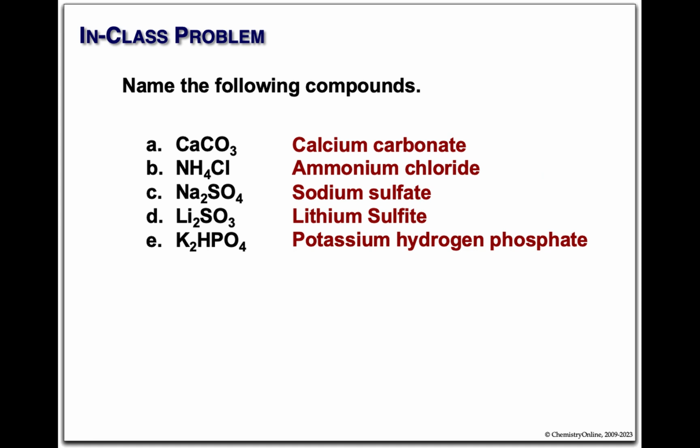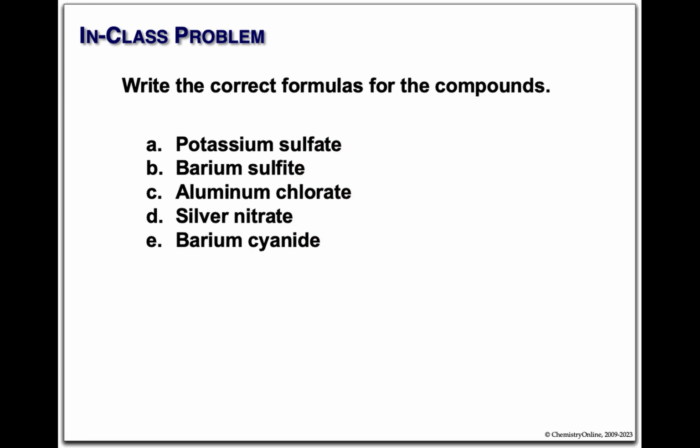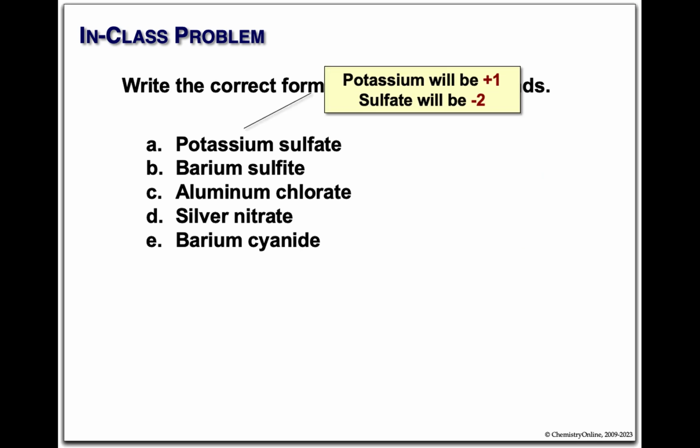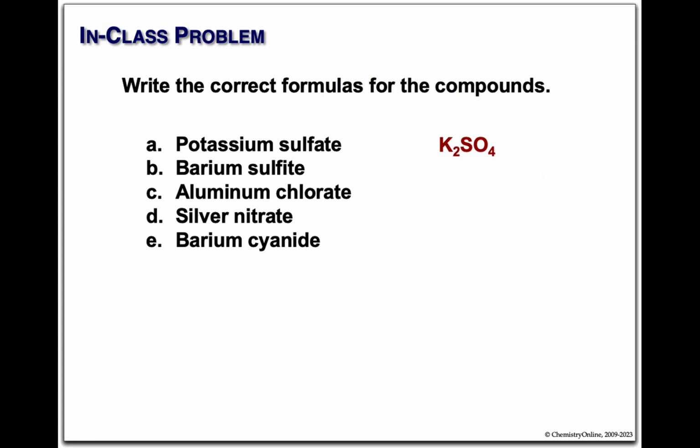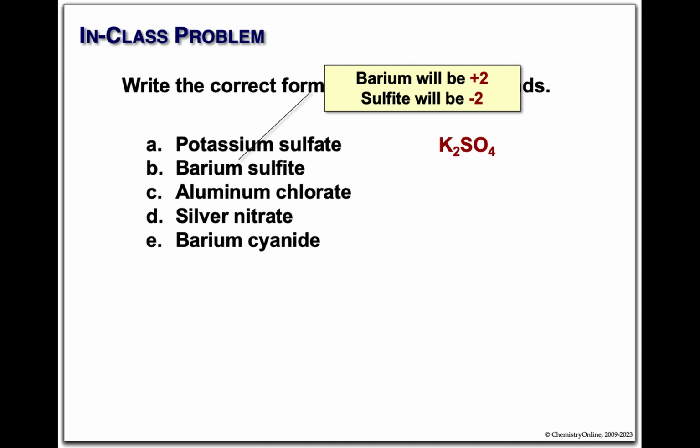Now going backwards, again we have the problem with no multipliers. Potassium sulfate. Potassium is going to be +1. Sulfate is -2. 2 potassiums for every sulfate. Sulfite here is going to be -2. Barium is +2. Simply 1 to 1, 1 less oxygen than sulfate.